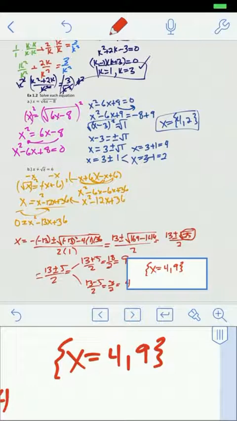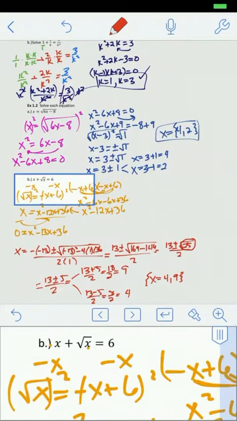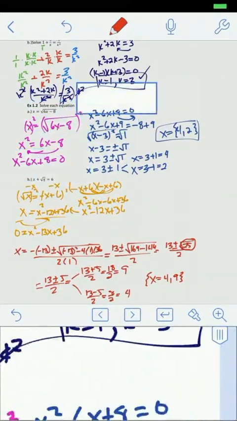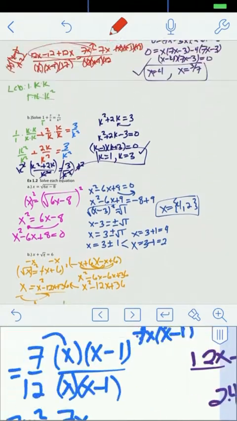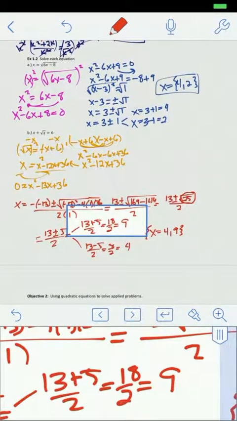Should have found the same thing via complete the square or factoring. You would have gotten the same exact answers. Alrighty, so that's using quadratic ideas to solve radicals, okay? So you use your radical ideas and then you use your quadratic ideas. And I showed you can do factoring, complete the square, or quadratic formula. You end up getting the same answers.